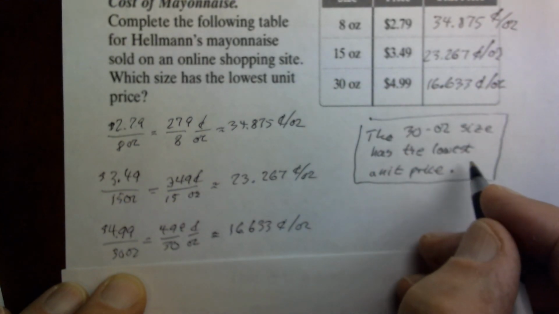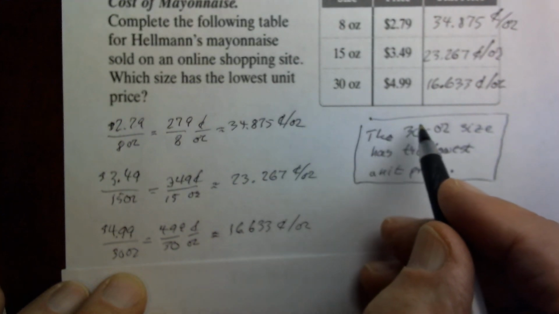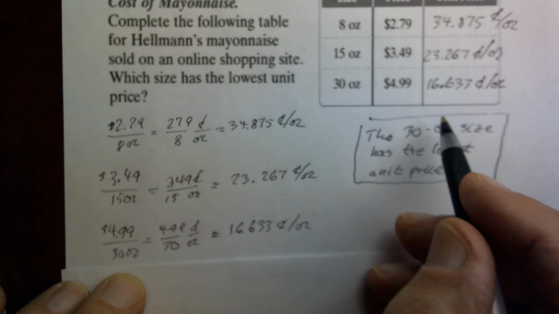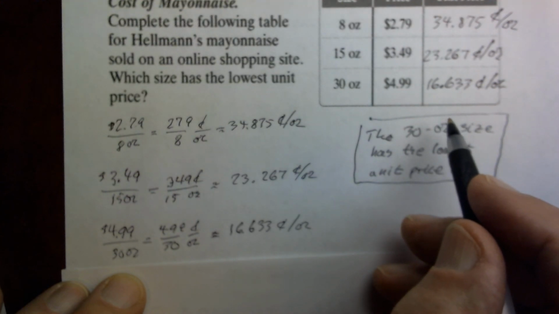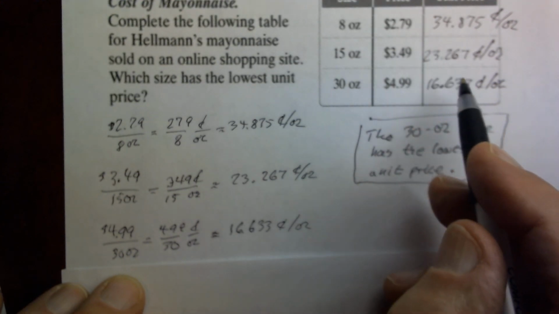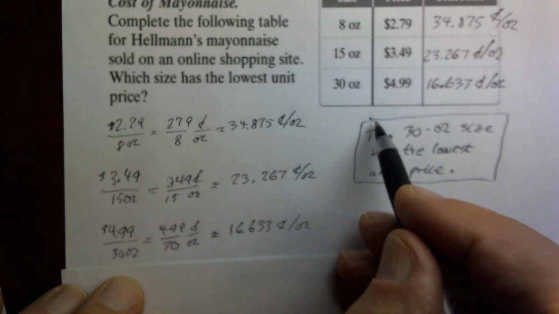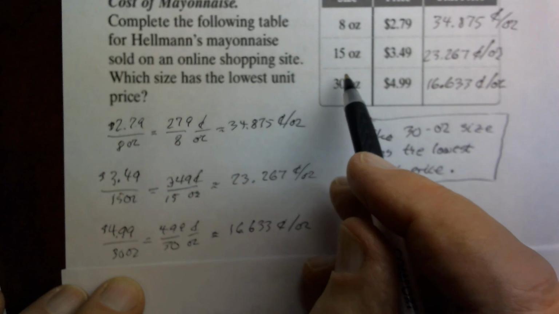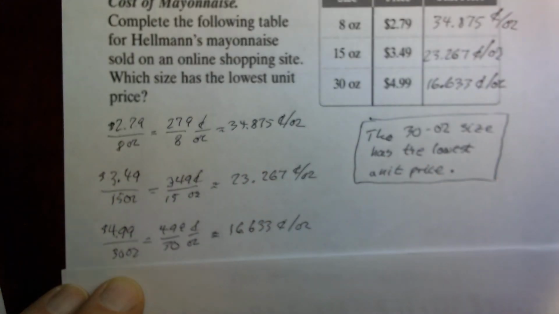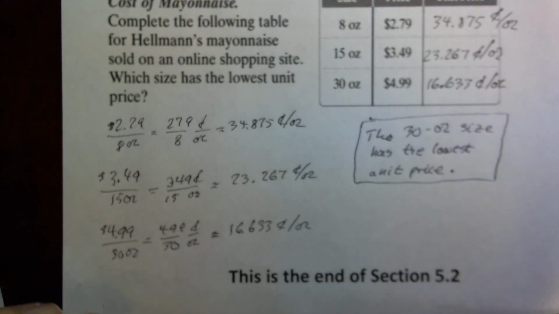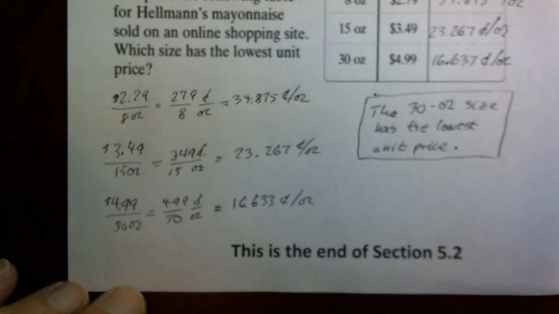And that happens quite often, that the larger size typically has the lower unit price. That is not always the case. You've got to be careful. But by going to unit pricing, you can very easily find out which one is a better deal, given that you're comparing the same product. And this is the end of section 5.2.